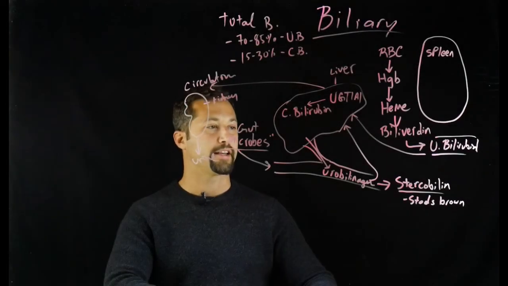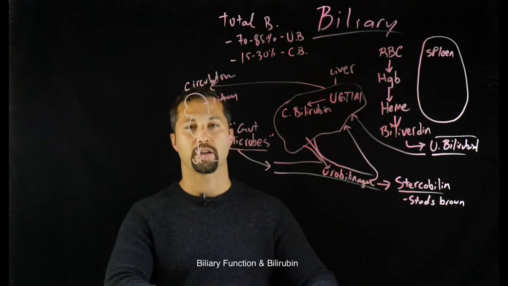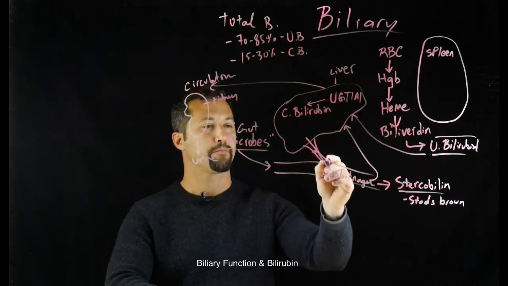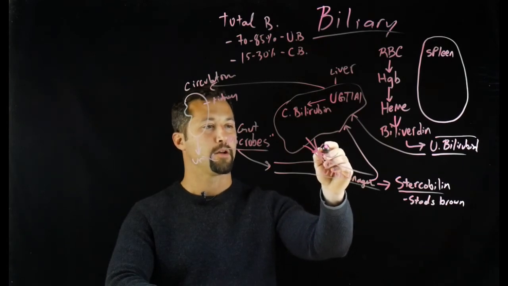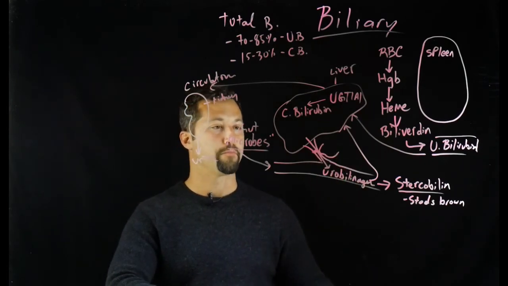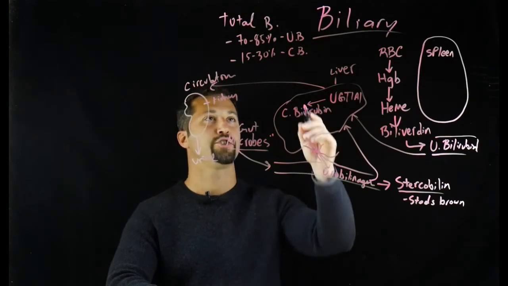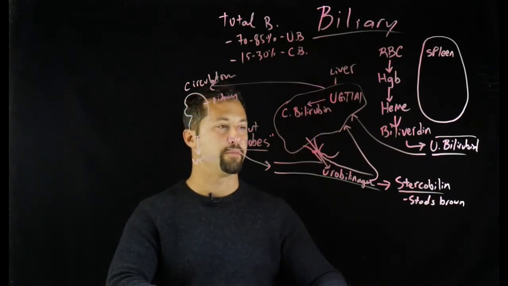What happens in the case of bile duct obstruction? When you've got a gallstone in here, or you've got a tumor that's pushing down on the bile duct, when you have that going on, are you going to have more conjugated bilirubin or more unconjugated bilirubin?